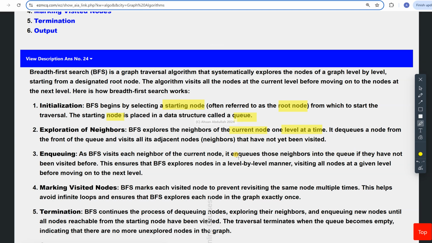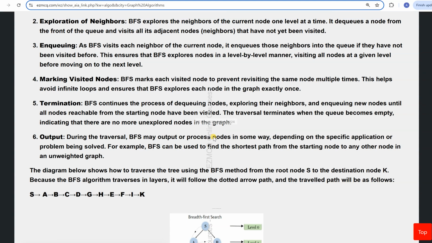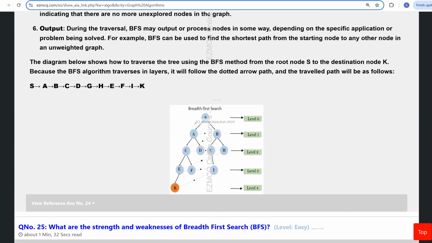So one level, then discover the neighboring nodes, thus moving level by level, and marking the visited nodes so as to prevent exploring them again and to avoid infinite loops. We don't want that. And when does it terminate? It terminates when all nodes reachable from the starting node have been visited. So what is the output? The output or the process is shown here. Depending upon the specific application, it could be a path, or the traversal order also. So we see here that this is how it works.